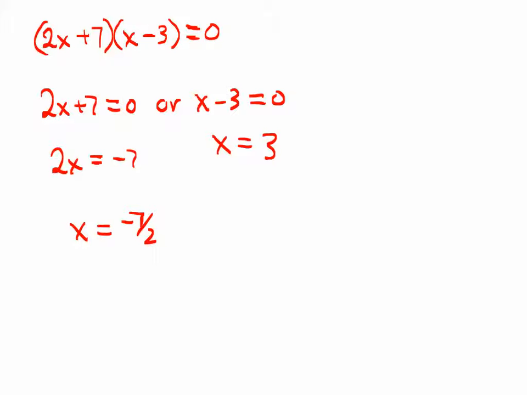Now, we're going to say, does any of these answers make sense? Does negative 7 halves make sense? No, because you can't have a width, because that's what x equals, right? You can't have a width that's negative 7 halves inches. That doesn't make sense. So, can't have any negative values for distance.